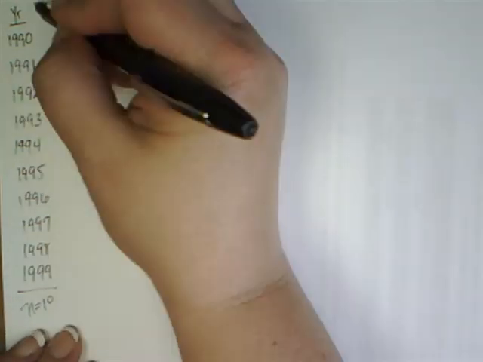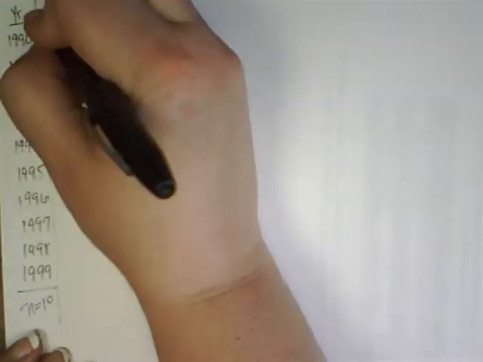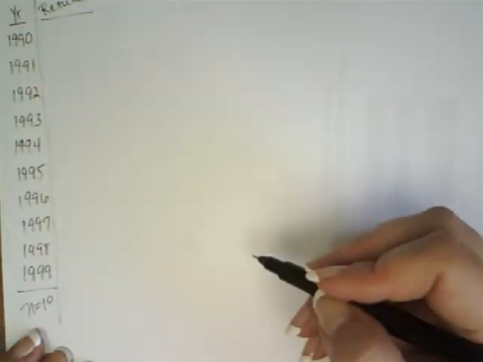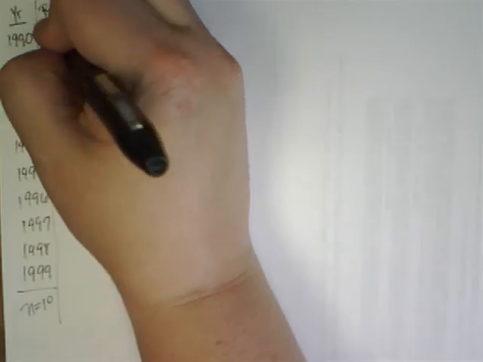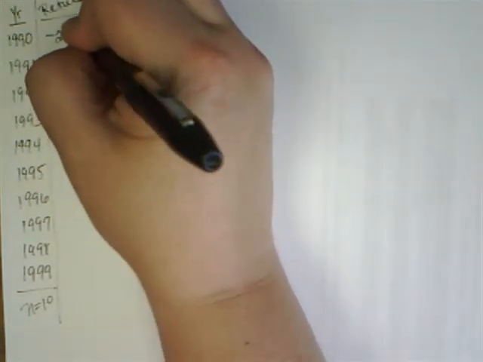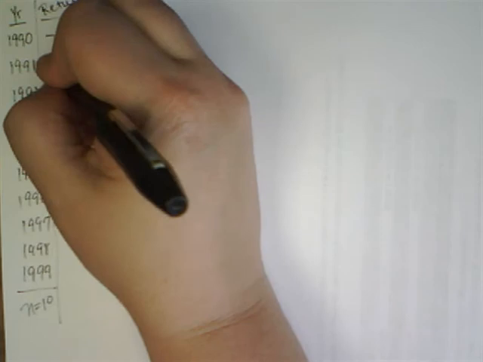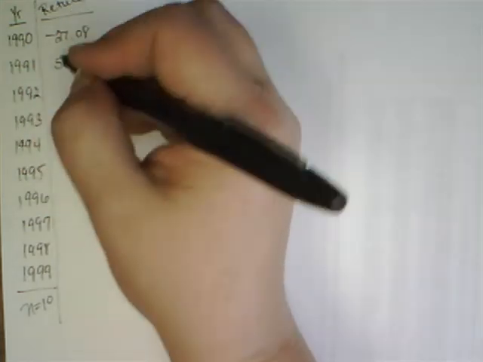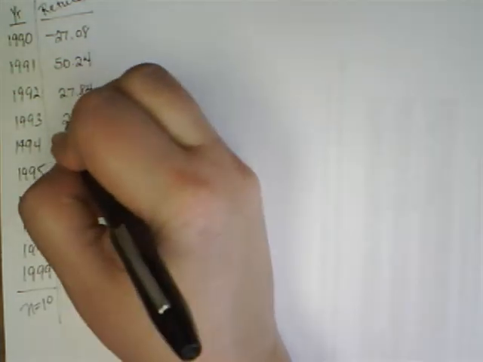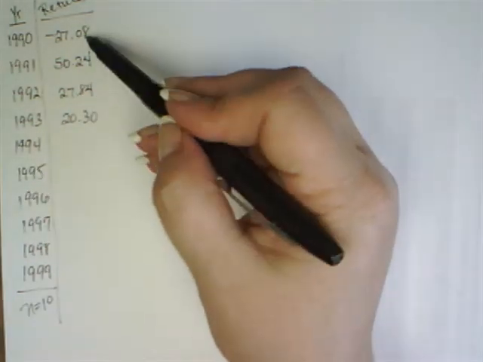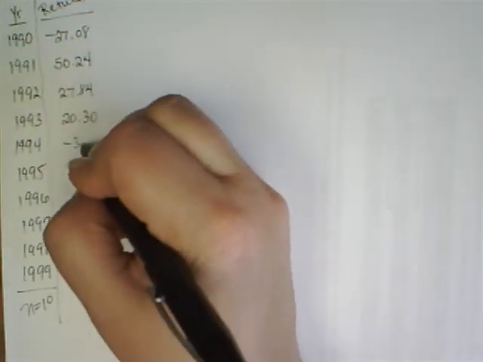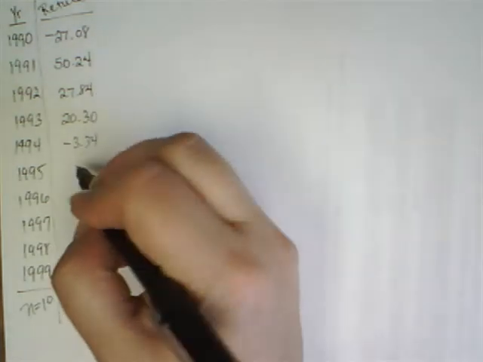Okay, so in this second column, we're going to write down the actual returns. And in this case, this is our data that's being collected, okay? So in 1990, the return on these small company stocks was negative 27.08, then 50.24, 27.84, and you'll see we're just going basically down the table, reciting the returns. This negative 27.08 is a loss. So then we have negative 3.34 for 1994. That's also a loss.